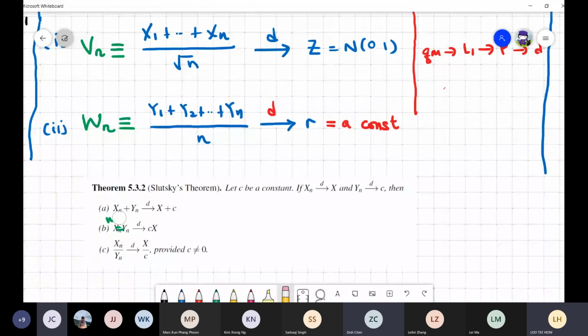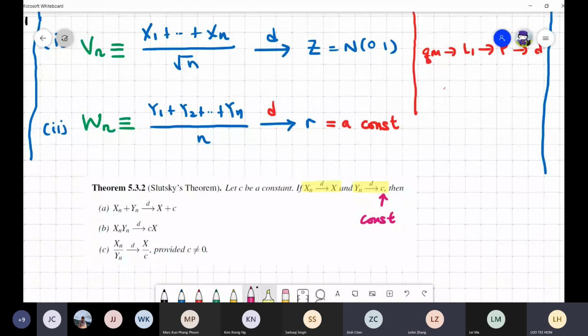What I'm trying to tell you is actually just part B. If the first one converges to X in distribution, and the second one converges to C, where C is a constant. The main thing is it must be a constant. The first one might not be constant, doesn't matter, but the second one has to be constant. The second random variable sequence converges to a constant C in distribution.